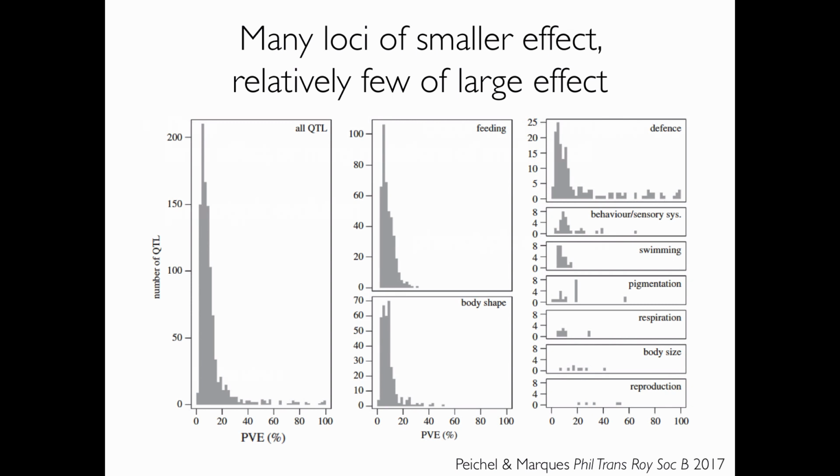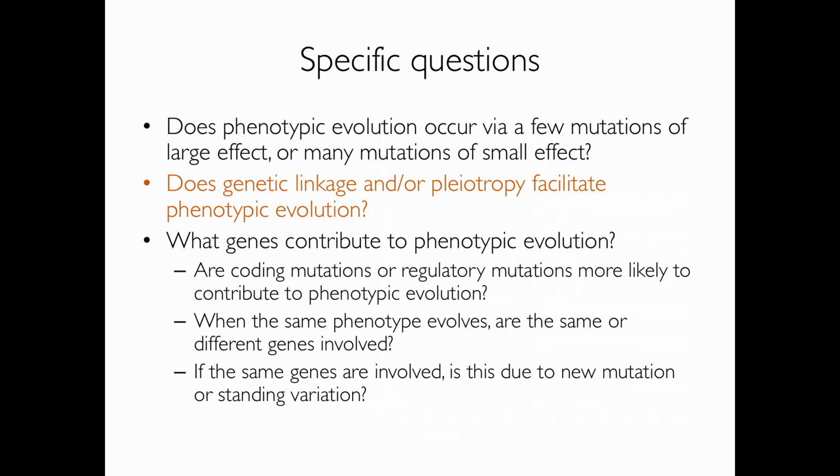Okay. So the second question is about linkage and pleiotropy. If you think about an organism adapting to these different environments, there's of course multi-dimensional selection happening from parasites, predators, and abiotic factors. And so it's been proposed that things like genetic linkage or pleiotropy, where multiple traits are inherited together, might facilitate rapid adaptation or phenotypic evolution.